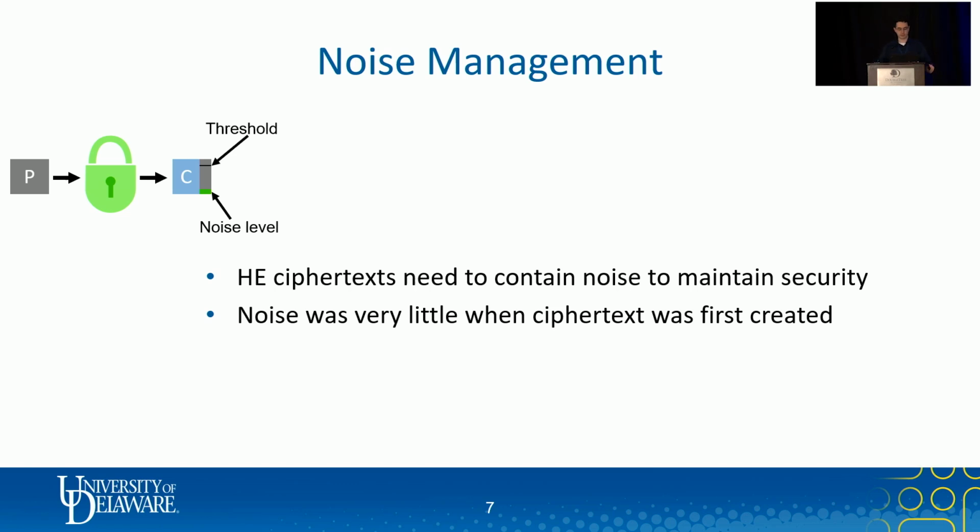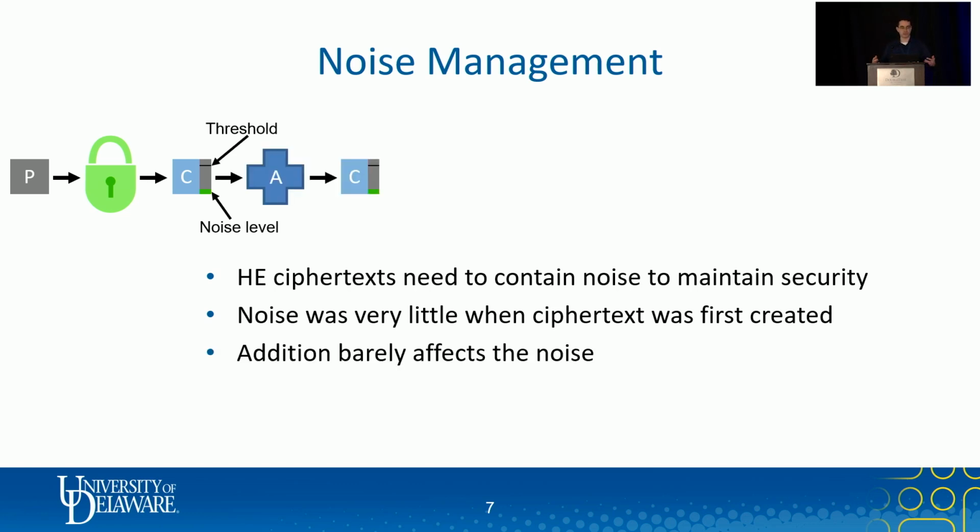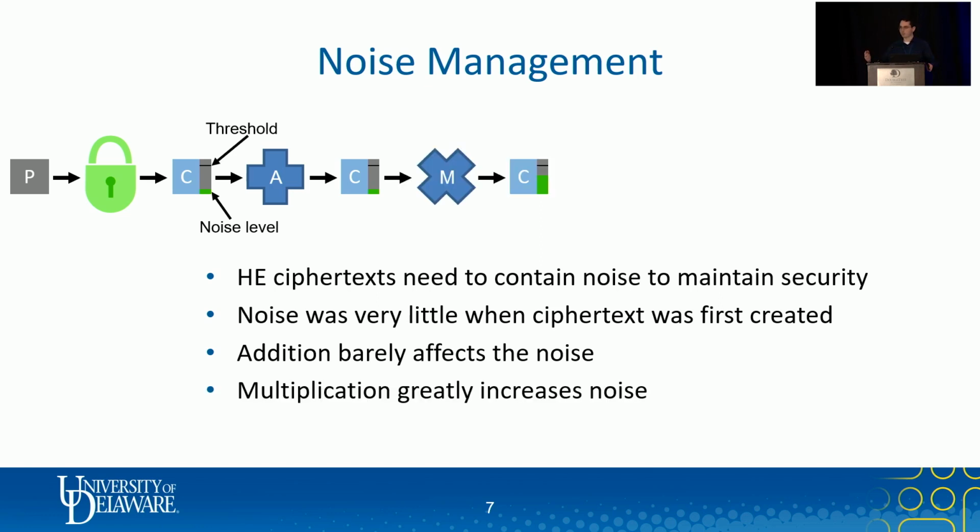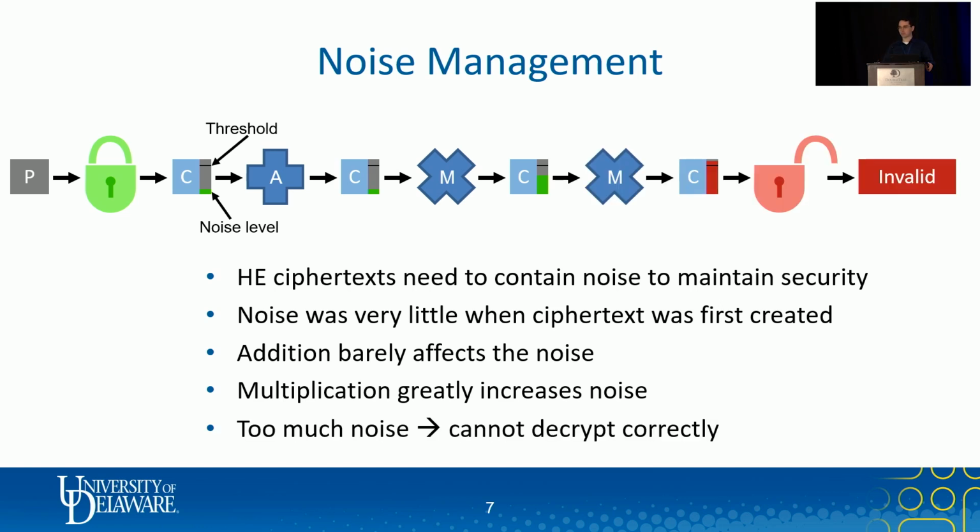Essentially, the idea is when we encrypt some data under a homomorphic encryption scheme, we're going to have a little bit of random noise in the ciphertext for security purposes. And it's a pretty small amount of noise at first. We can do some operations like addition, which don't really affect the noise too much. But in comparison, when we do multiplication operations, the noise is going to increase pretty significantly. The issue with that is that at a certain point, if we have too much noise and we cross some critical threshold, then we can't properly decrypt our ciphertext. We'll get back some invalid plaintext. So that essentially limits the number of operations we can do.